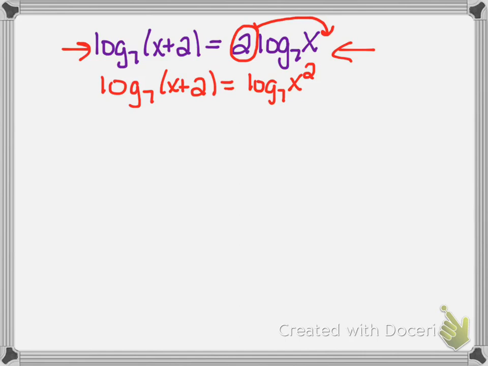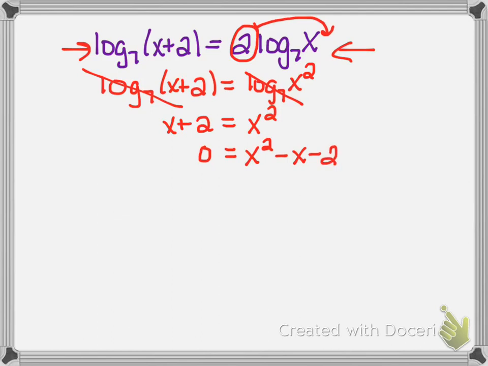Now we have a log equal to a log, and they have the same base, and so we can drop the logs and the bases. And so we are left with x plus 2 on the left and x squared on the right. At this point, it just became a quadratic, and so in order to finish solving that quadratic, we need to get it set equal to 0. So I'm going to move everything over to the right side. So that makes it x squared minus x minus 2. And it is a factorable quadratic. It factors as x minus 2, x plus 1.